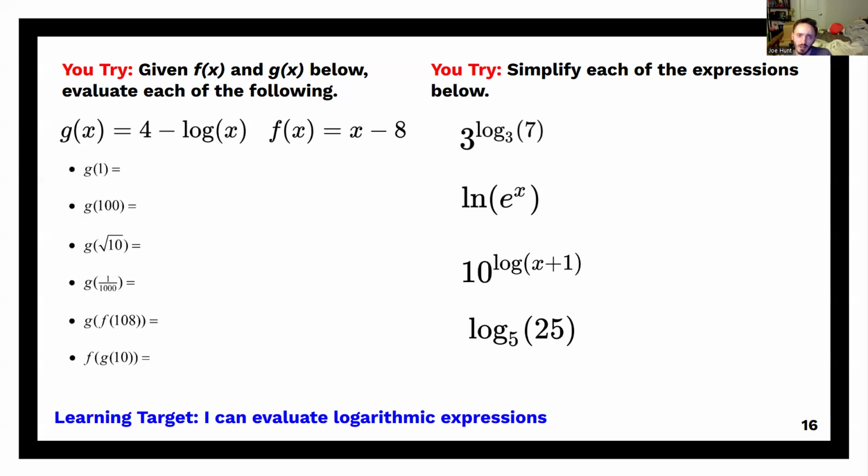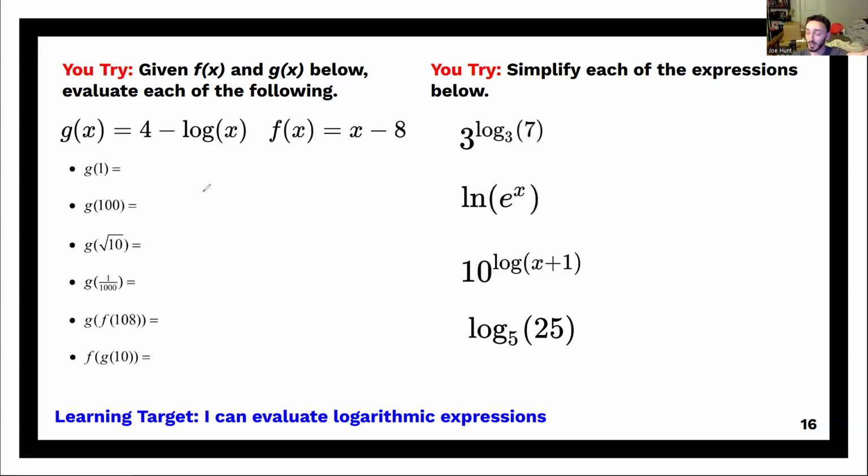All right. So I'll start maybe on the left-hand side, just to reinforce calculations with logarithms, just to continue to get comfortable with answering the question of what a logarithm really is. What I've got on the left-hand side are two functions, g of x and f of x. G of x is some kind of logarithmic equation where it's 4 minus the log of x. F of x is just a linear function, x minus 8. If I see g of 1 or g of 100 or g of root 10 or g of 1 over 1,000, I'm plugging those x's into x in that g function, and I'm just simplifying it down to see what I get.